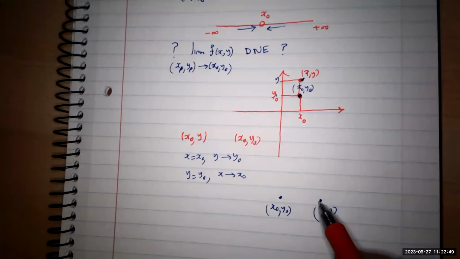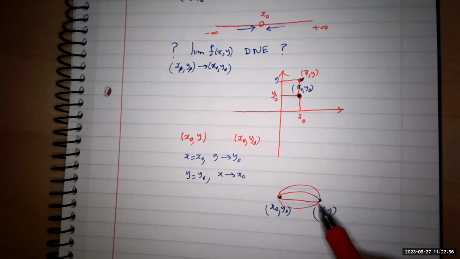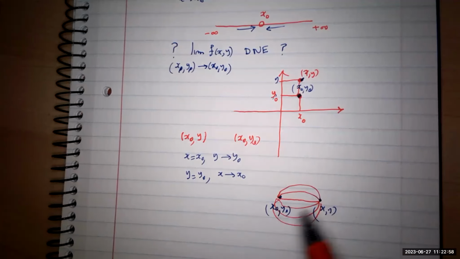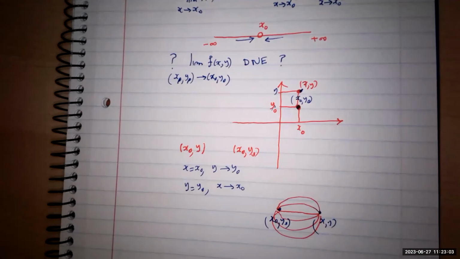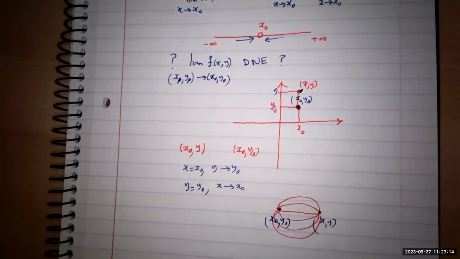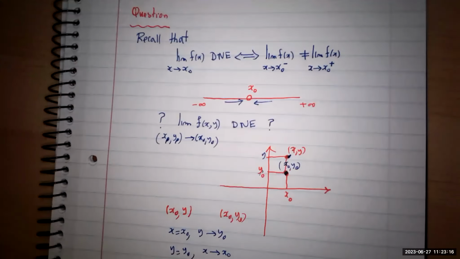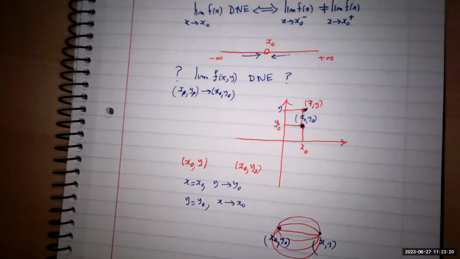You see, I can come in this direction, this direction, this direction. So this means if I want to prove that this limit does not exist, I have to pick two different directions, getting closer and closer to x0 and y0, and arrive at two different numbers. If I arrive at two different numbers, in that case, the limit of the function does not exist.